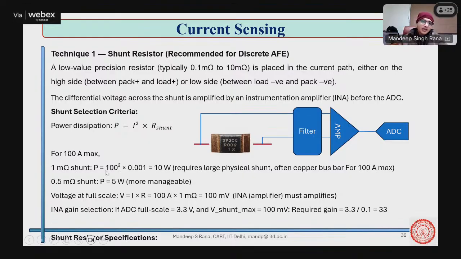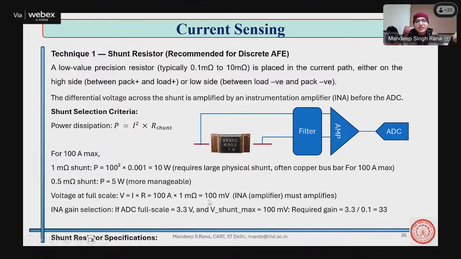But the other problem is that at 100 ampere, a small resistance like 1 milliohm gives a 10-watt loss, and it will be a very big resistor. Let me tell you, 10 watt is a very big number. So we go for an even smaller resistance. For example, I would like to go with 0.5 milliohm, even half of that, and there will still be a 5 watt loss. Still a big resistor will come into the picture, and that data we filter and amplify and send to the ADC. Why? Because it will be a small number.